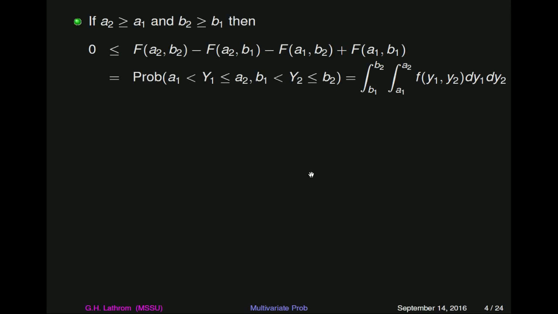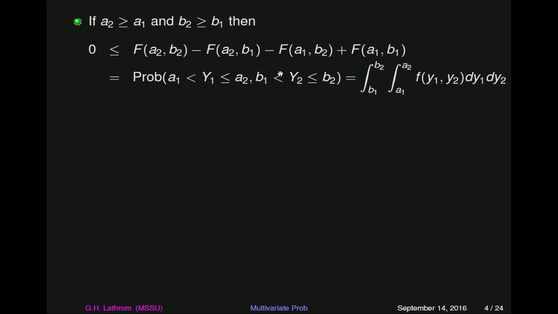For our next property, suppose that we have real numbers a sub 1 less than or equal to a sub 2 and b sub 1 less than or equal to b sub 2. Then if we wanted to write the probability that y sub 1 will be sandwiched between a sub 1 and a sub 2, and y sub 2 will be sandwiched in between b sub 1 and b sub 2, this will be represented by the integral from b sub 1 up to b sub 2 and a sub 1 up to a sub 2 of our probability density function f of y1, y2, dy1, dy2.